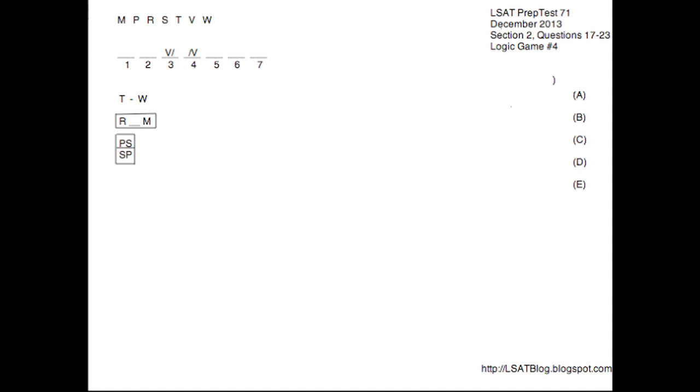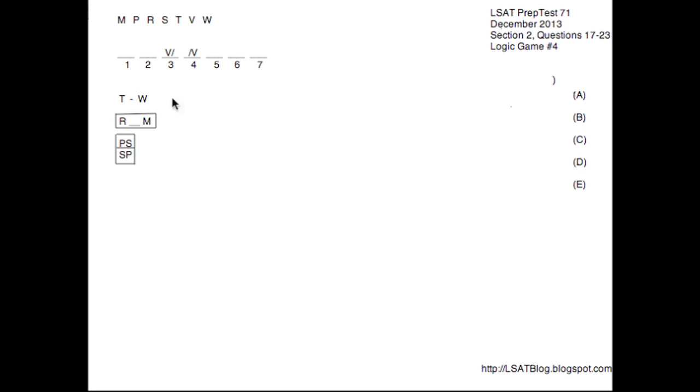The rules are not loosely relating them in before-after relationships, but instead we have rules that are much more immediate and direct. So I've laid out some rules here as well as the main diagram, and I'll explain each of those as we go forward. First of all, we have the 7 variables, M, P, R, S, T, V, and W. We have the 7 spaces numbered 1 through 7.